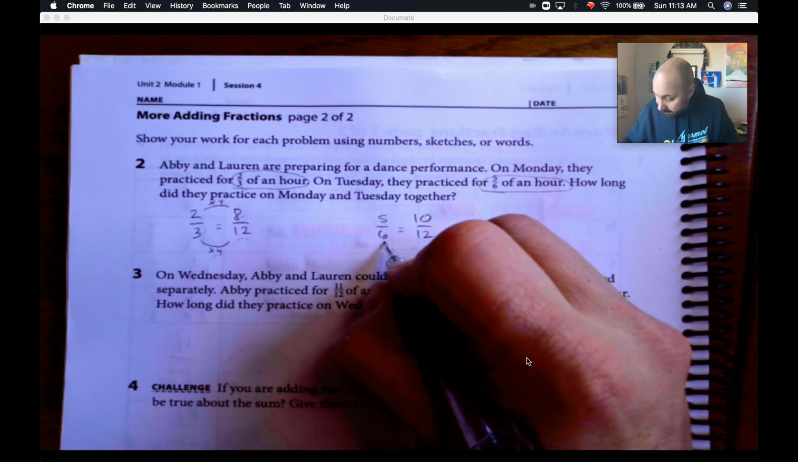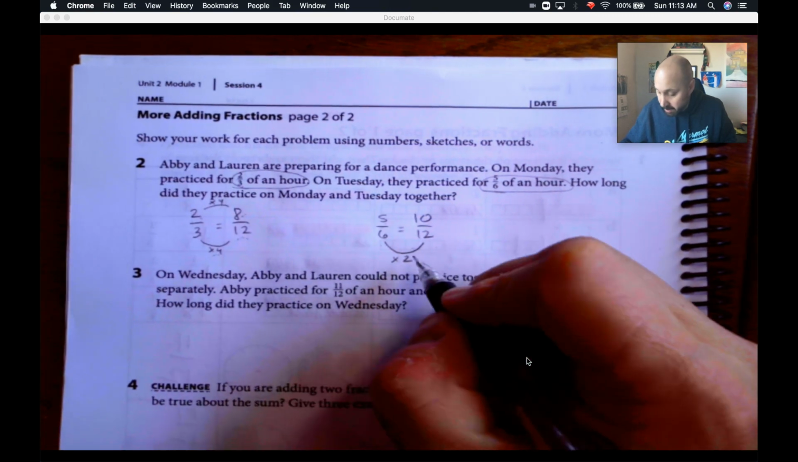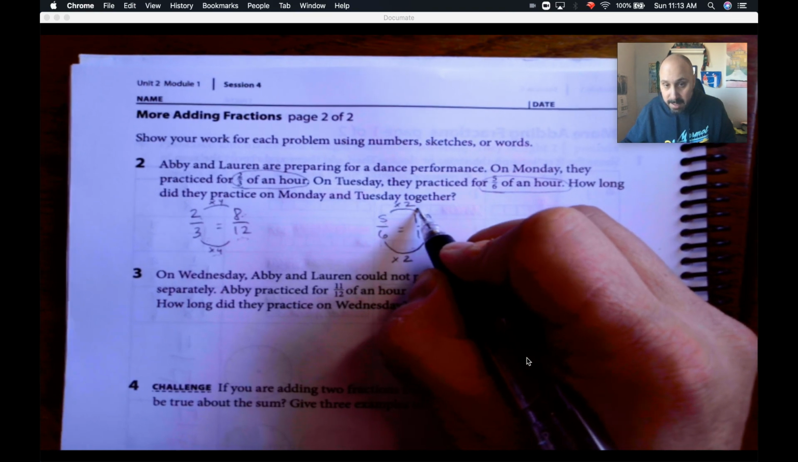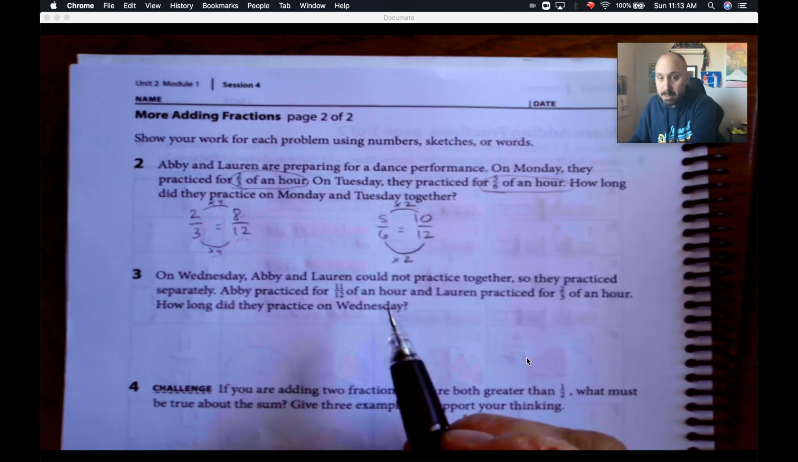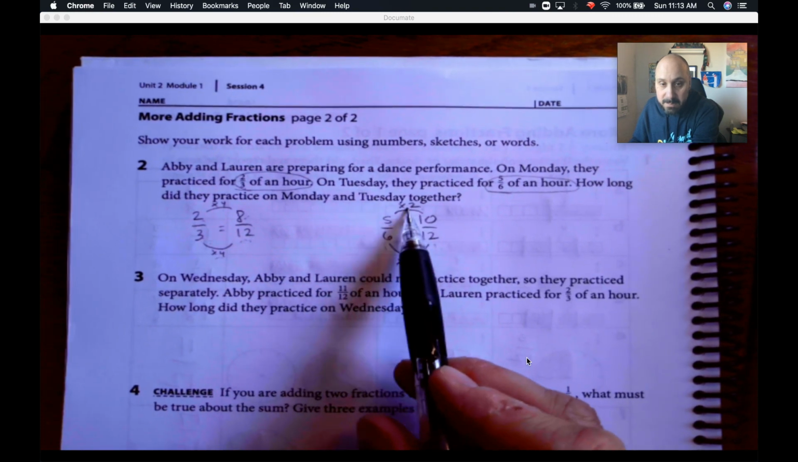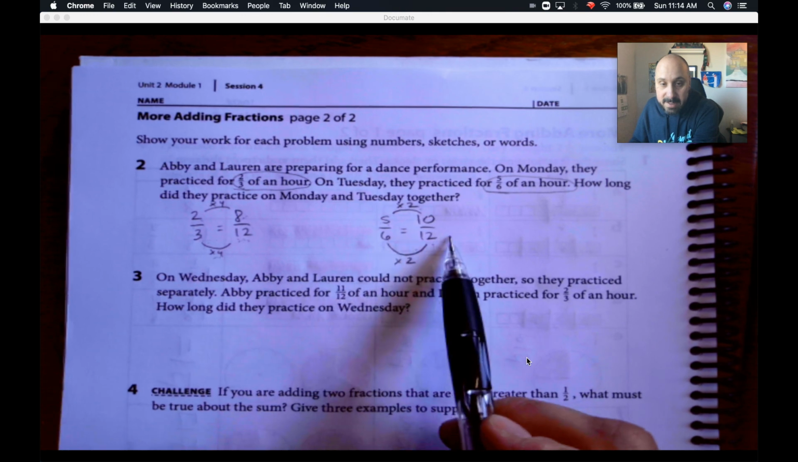5/6. How did I get from 6 to 12? Well, I multiplied by 2. And whatever I do to the bottom, I've got to do to the top. So we're going to multiply the top by 2. Sorry for the shaky camera. So 6 times 2 was 12, 5 times 2 was 10. So 2/3 is 8/12, 5/6 is 10/12.